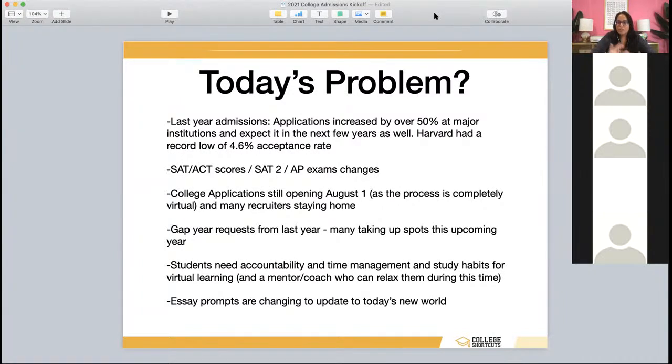The second big thing that's happening is around the SAT and ACT, SAT IIs, and AP exam changes, going from 1 hour to 3 hours.